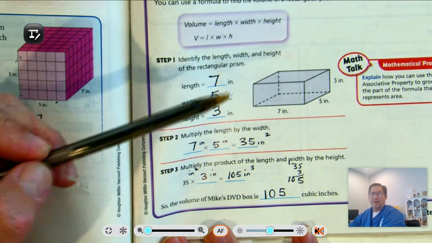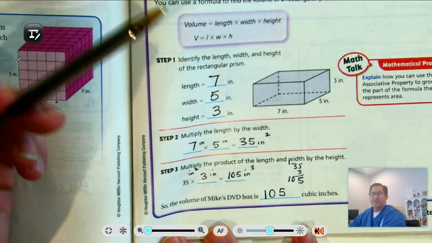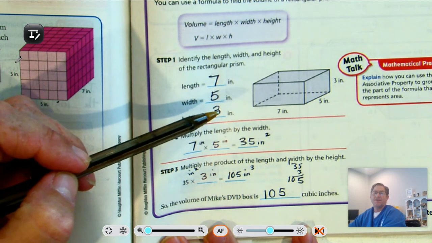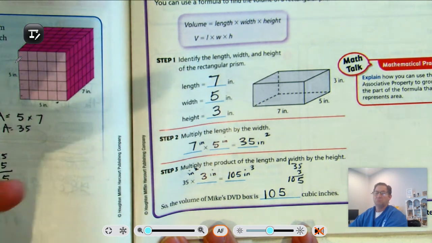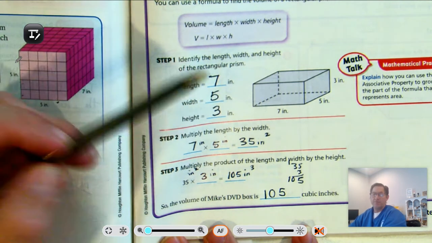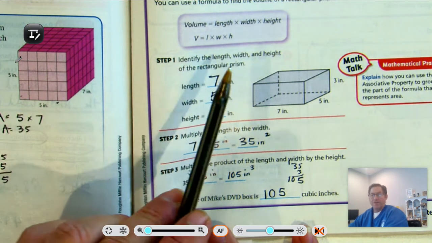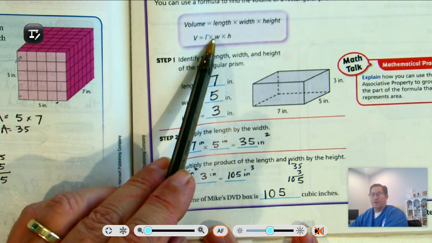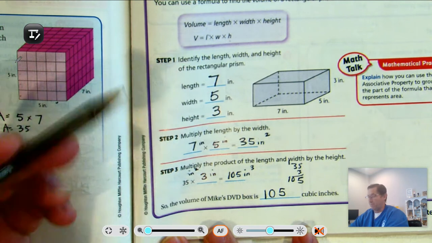Now, while they're telling us to do length times width times height, you can rearrange these instead and say, I want to use 3 times 5 first and go 15 times 7. We could do that. We can switch the order of the 3 and 5. Once we have the numbers in the formula, it doesn't matter which way we multiply them, right? Because the operation is the same. It's just that we have to multiply all 3 numbers.